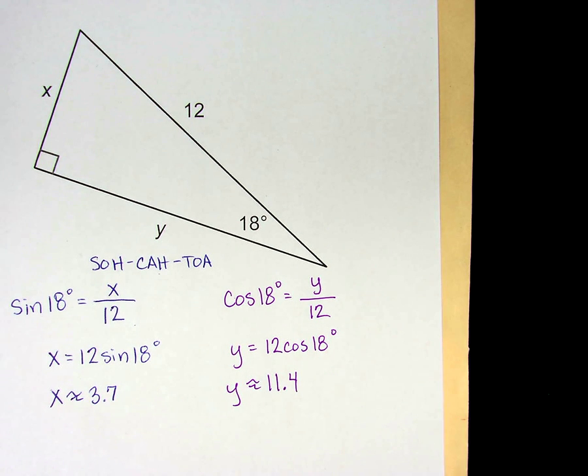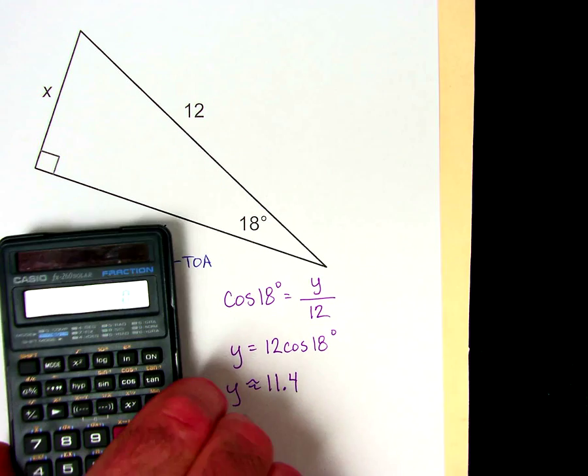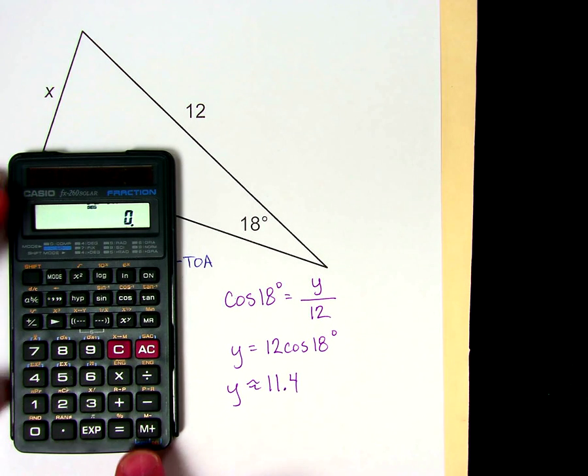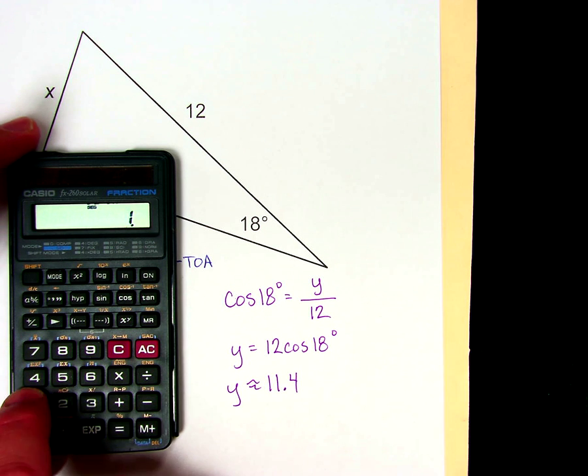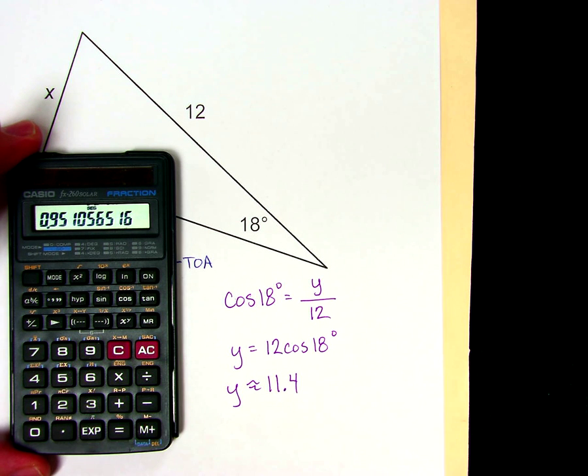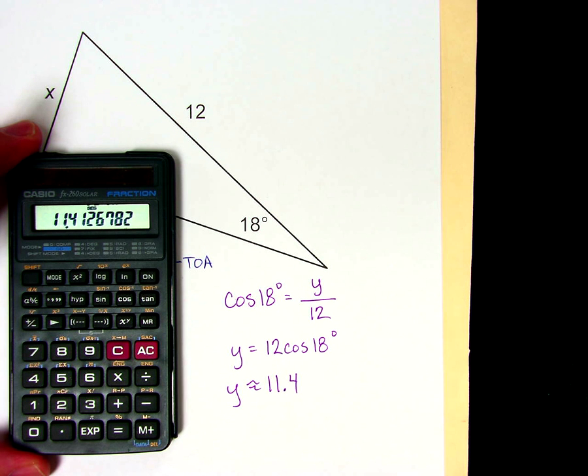I would have used one of these other calculators. Okay, here's the one where I don't see all the operations. So 12 times 18 cosine. So I found the cosine of 18 degrees, but it hasn't multiplied yet. Now hit equals. So about 11.4, just like the other one.